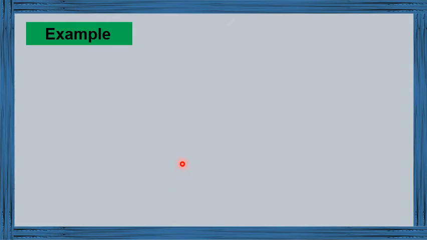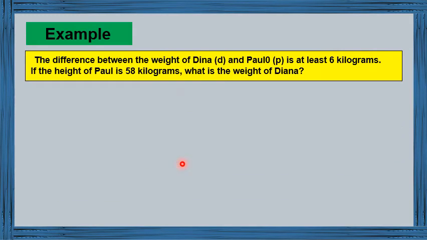Example. The difference between the weight of Diana, D, and the weight of Paul, P, is at least 6 kilograms. If the weight of Paul is 58 kilograms, what is the weight of Diana? So it's talking about at least. So at least is the symbol of this one. Let's have the first step.